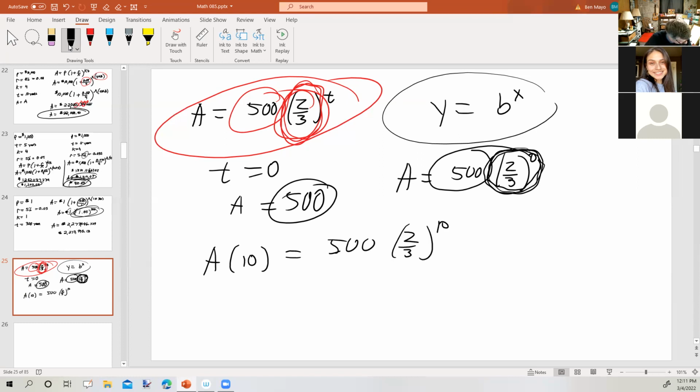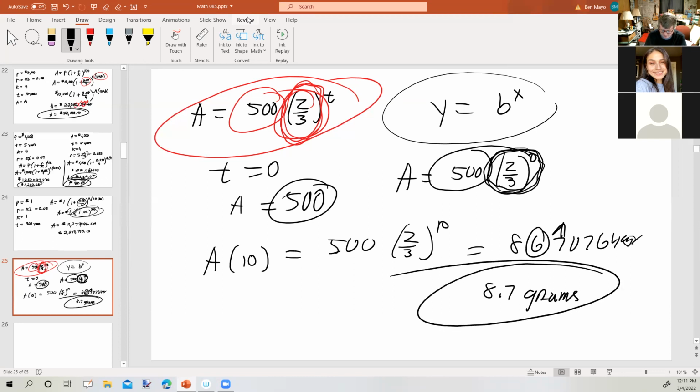Okay, it says find the amount present in 10 years. So I'm going to do 500 parentheses 2 divided by 3 close parentheses, power key 10 equals 8.67076495, and it says round to the nearest 1/10 of a gram. So the 7 would round up, 8.7 grams. Okay with that?